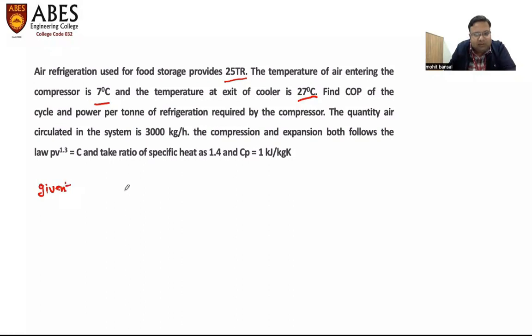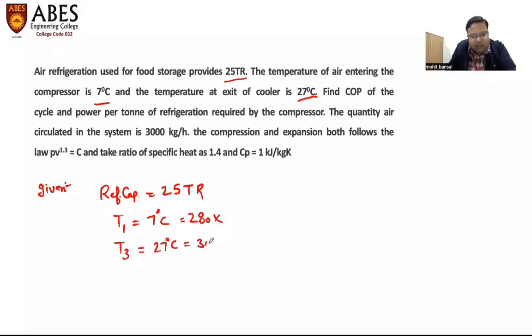In this question, it is given that the refrigeration capacity is 25 TR, tonnage of refrigeration, and the temperature of the air entering the compressor is 7 degrees, which is equal to 280 Kelvin, and temperature at the exit of cooler is 27 degrees or 300 Kelvin. We have to find out, number one, COP of the cycle. Number two, power per tonnage of refrigeration required by the compressor.